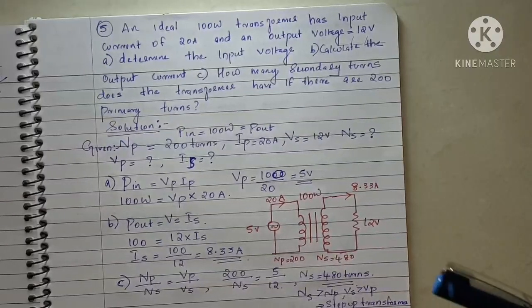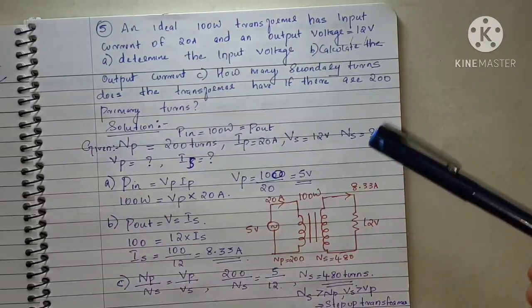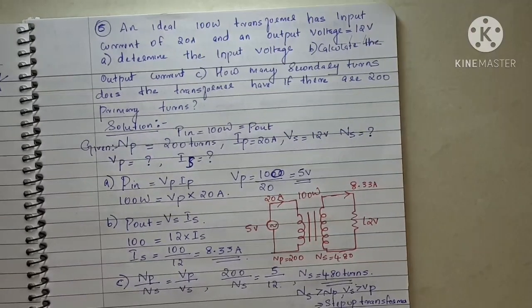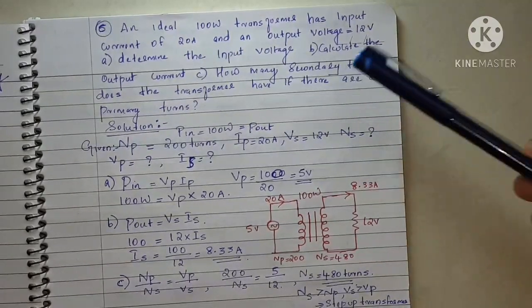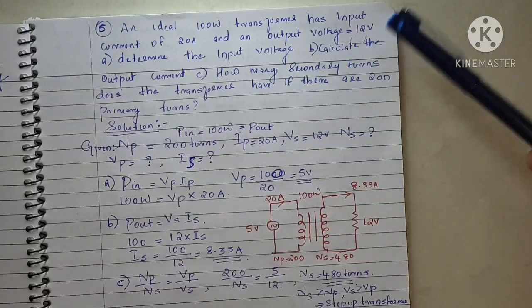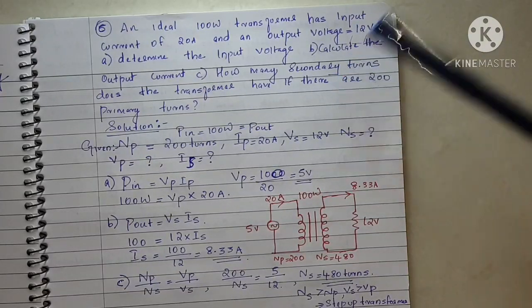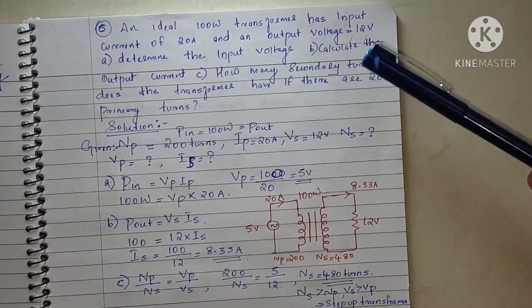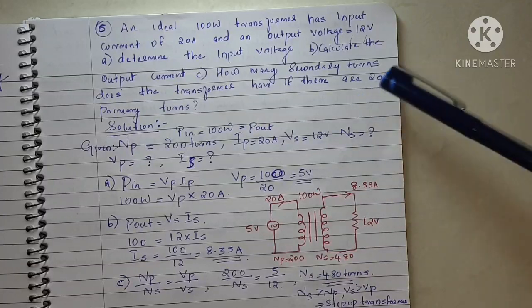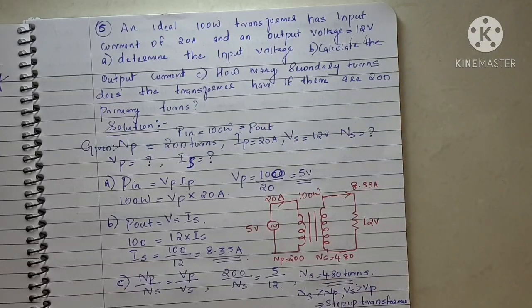Fifth problem is: an ideal 100 watt transformer has input current of 20 amps and an output voltage equal to 12 volt. First determine the input voltage, calculate the output current. How many secondary turns does the transformer have if there are 200 primary turns?